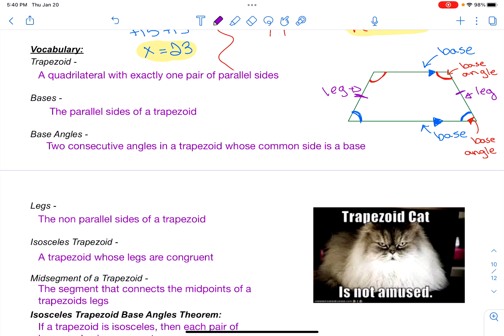And then we have this idea of an isosceles trapezoid, which is a trapezoid whose legs are congruent. So they have the same measurement. That does not make them parallel, but if the legs are congruent and have the same measure, then we have an isosceles trapezoid.